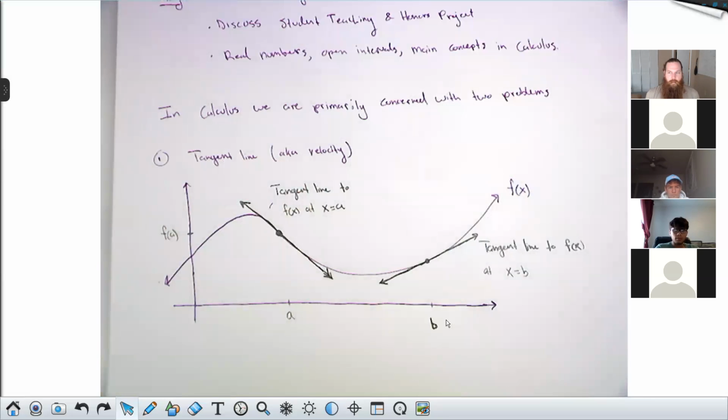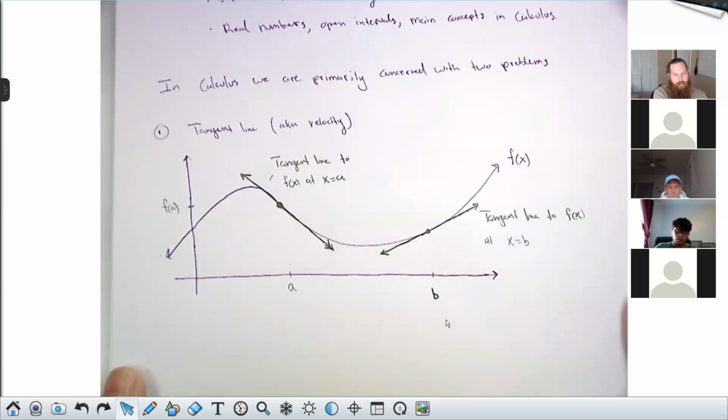Tangents turn out to be a limiting case of average rates of change. You remember thinking about secant lines in your pre-calculus class, the slope of a line connecting 2 points on a graph, that being an average rate of change, or the slope of that line being an average rate of change. These guys are instantaneous rates of change.